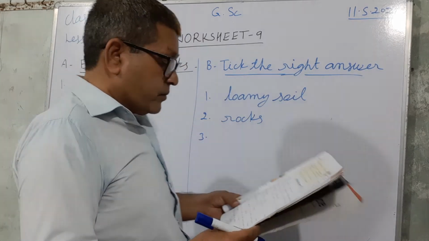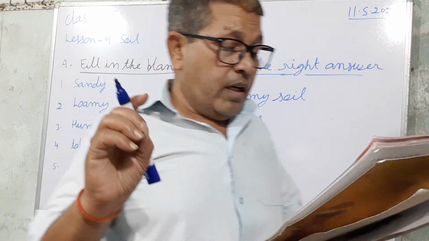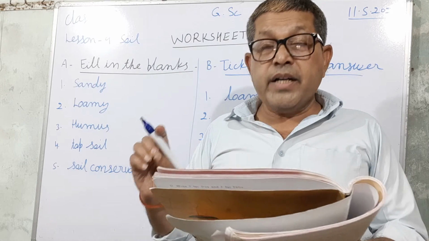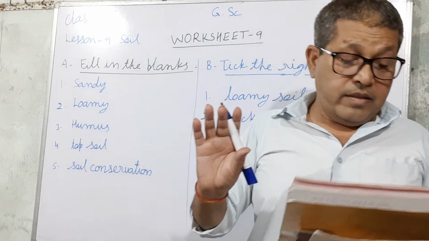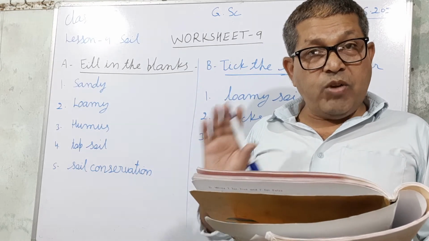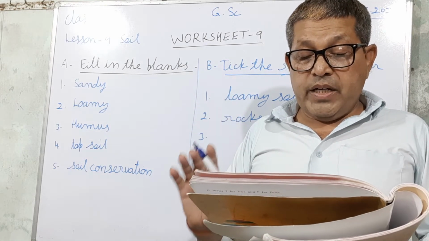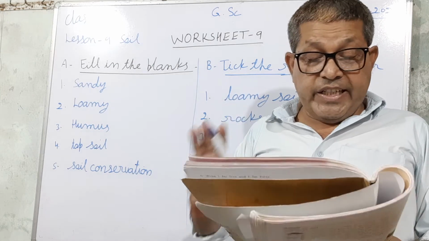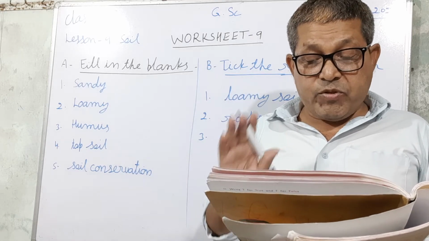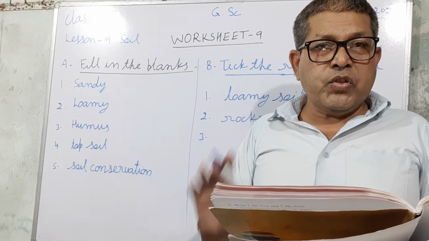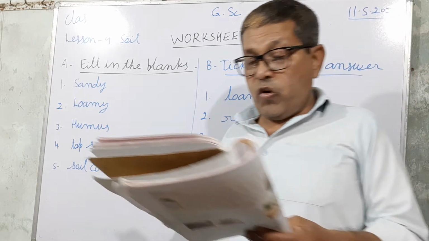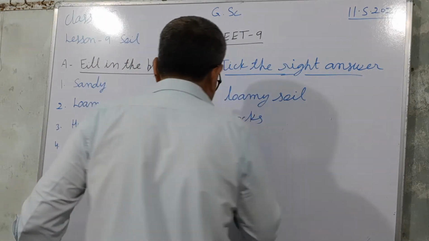Now third, the soft and dark layer of the soil in which plants grow is. Three options are given: first is bedrock, second is subsoil and third is top soil. So here top soil is the correct option. So third, top soil.